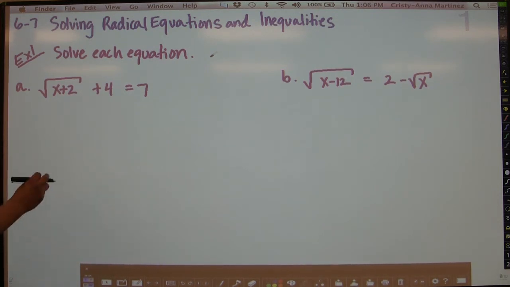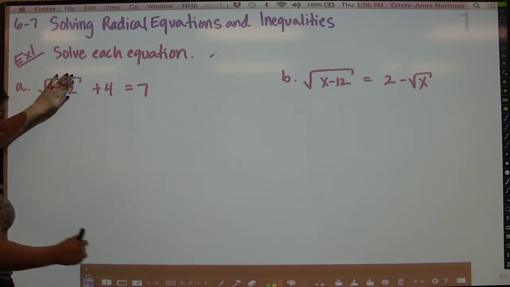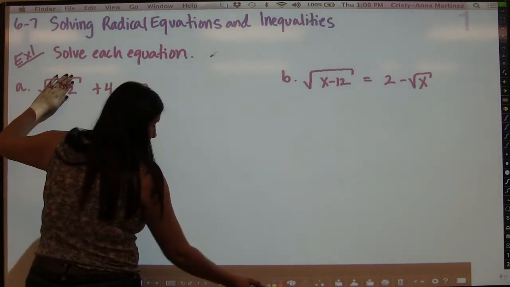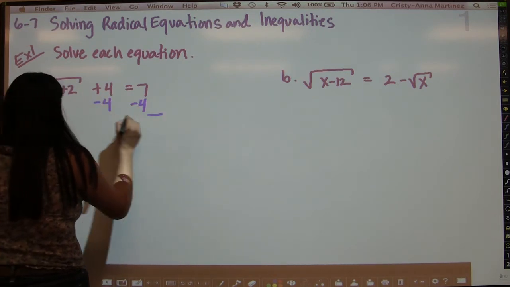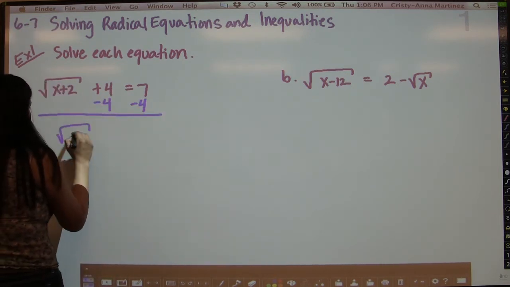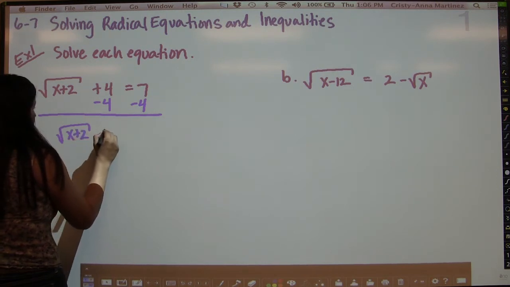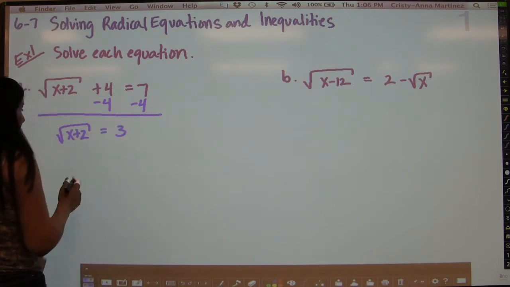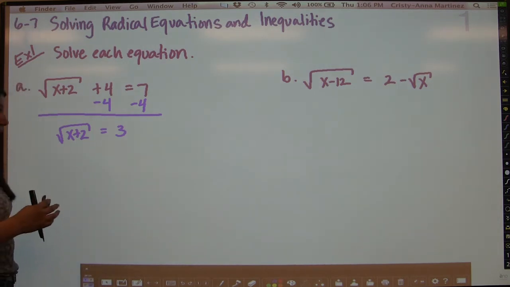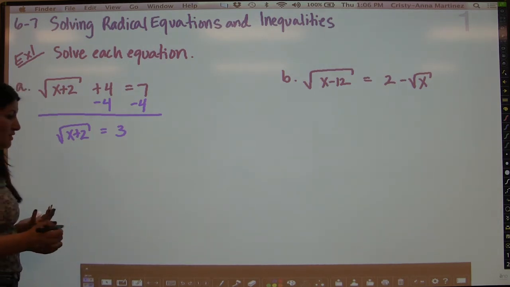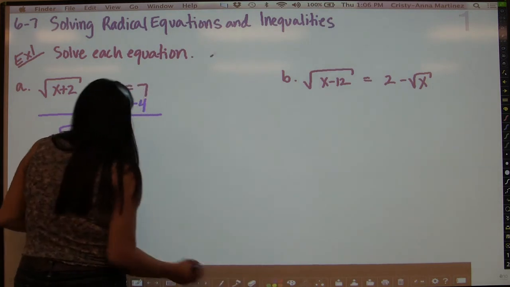All right, so first step, like I said before, the most important step is to isolate the radical. So here's my radical right here. In order for me to isolate it, I'm going to subtract this 4 to the other side, which will give me the square root of x plus 2 equal to 3. Now that I've isolated the radical, I can get rid of the radical, which is a square root. And to get rid of a square root, we can square both sides.